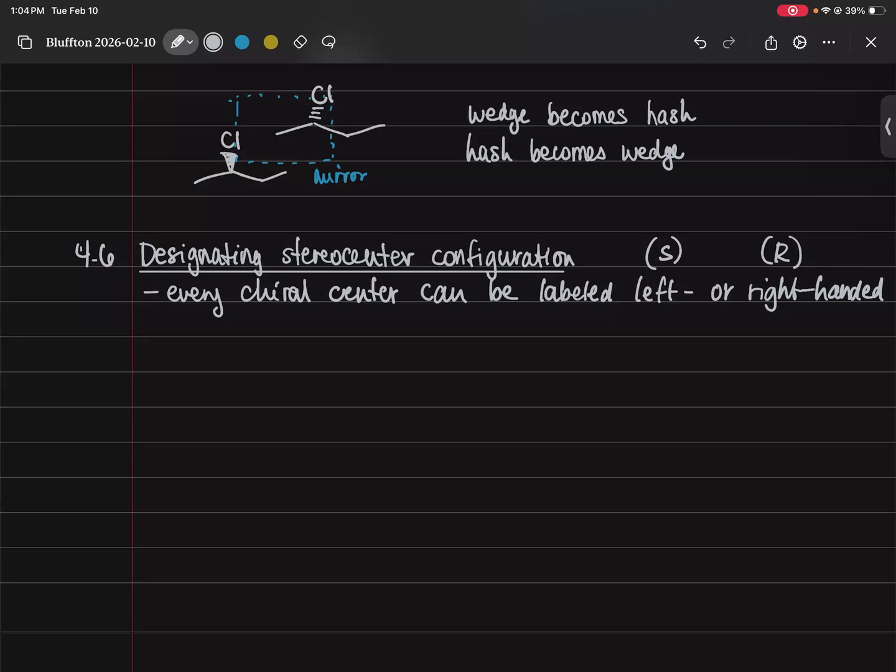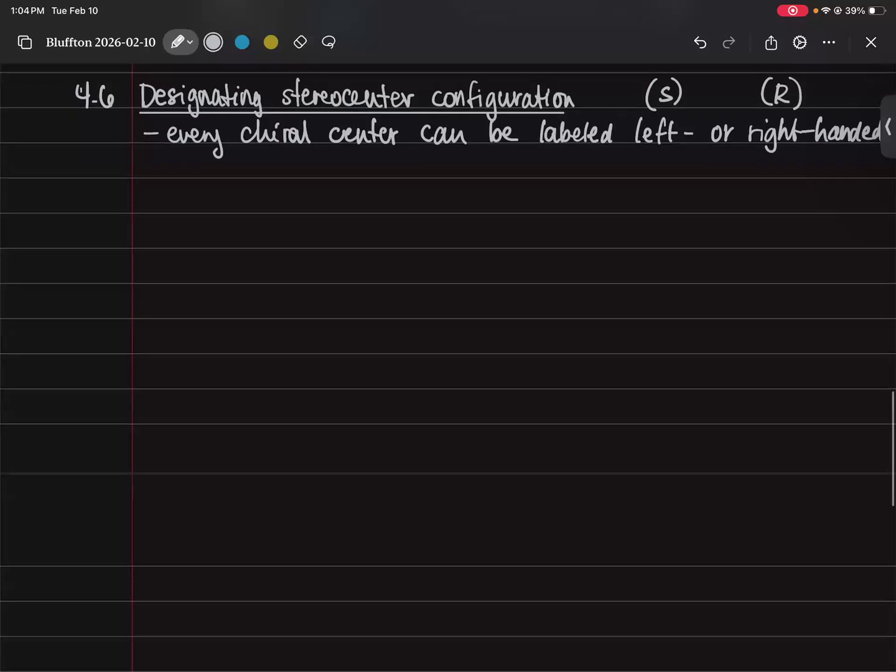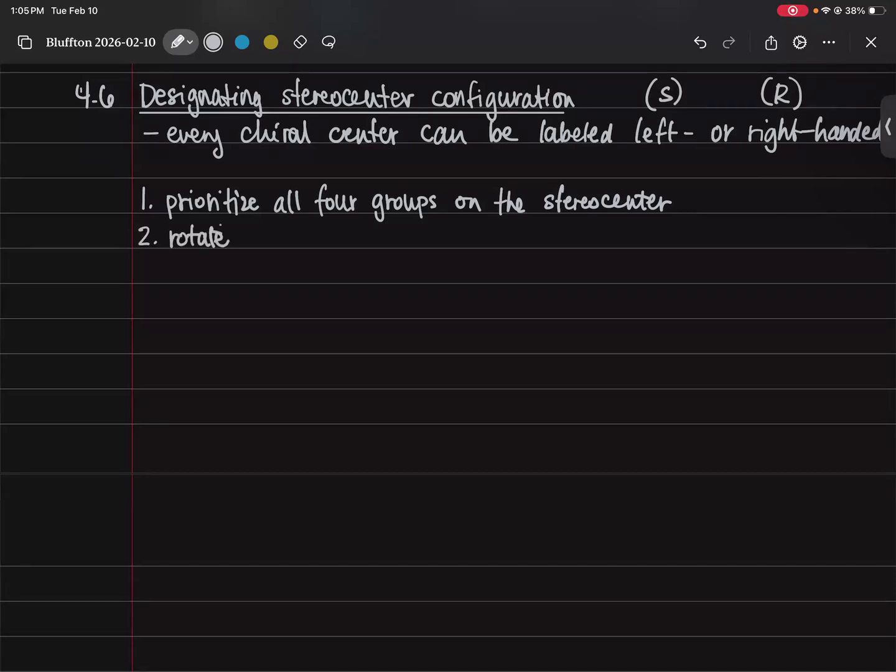Okay, so the list of steps that we need. The first is to prioritize the 4 groups on the stereocenter. Turns out it's going to be by atomic size, but we'll get there. Then we need to rotate, and this is potentially the trickiest part, but there's a cheat for this.